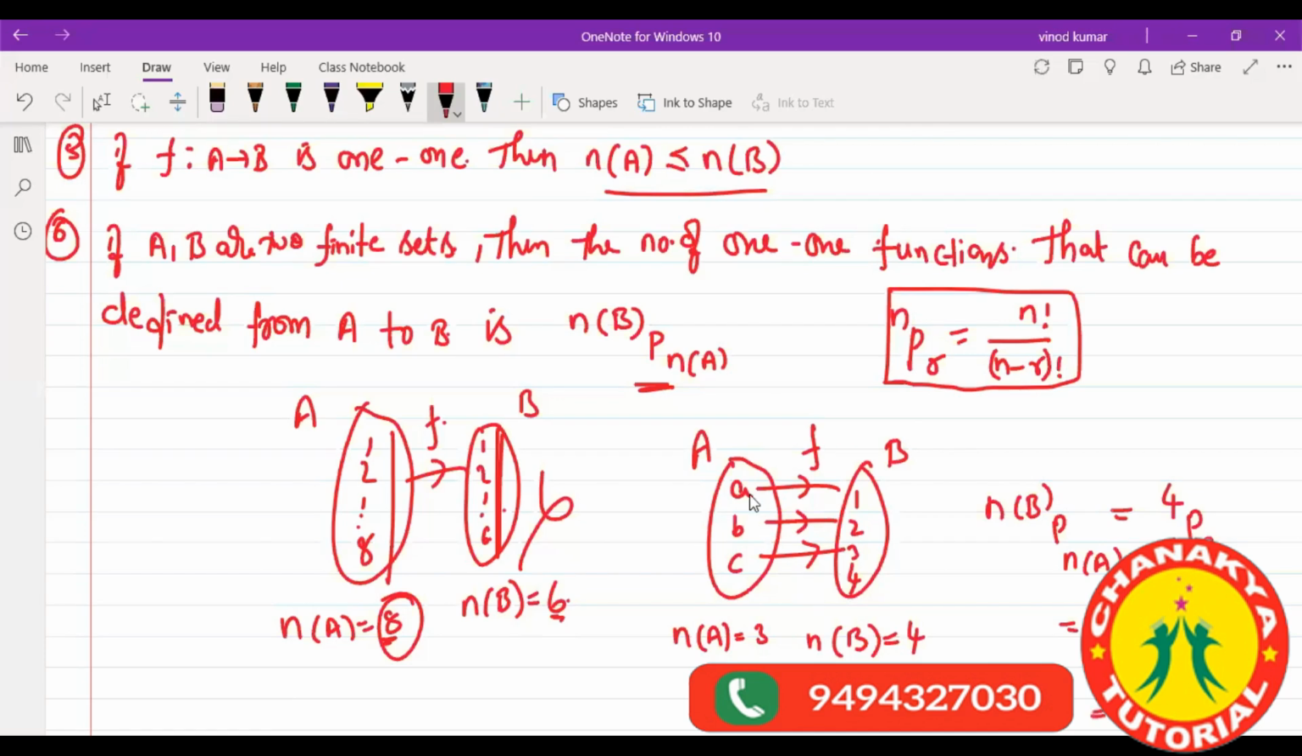Twenty-four possible ways. A mapping with 1 is one way, and so on. A mapping with 4, B mapping with 3, C mapping with 2 is one way. That is the number of possible ways to get one-one functions. Do you understand, Aditi? For getting a one-one function, it is compulsory that set A has less than or equal to set B. You know. Yes, sir.